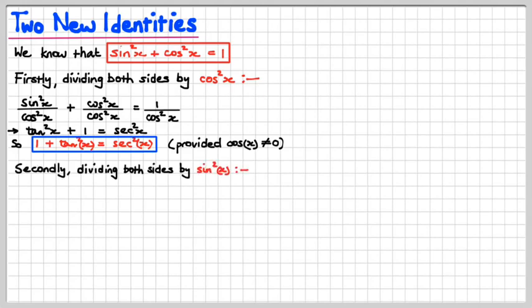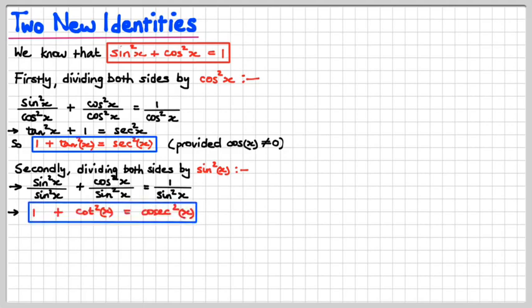And secondly, we're going to take this bread and butter theorem again, and we're going to divide both sides not by cos squared this time, but by sine squared, and we're going to get something different. There it is, and it's going to be 1 plus cot squared x equals cosec squared x.